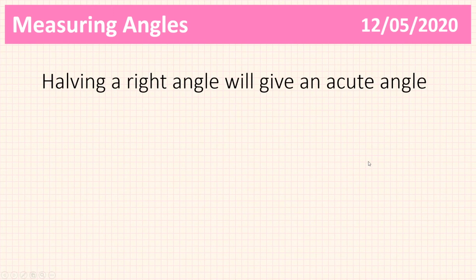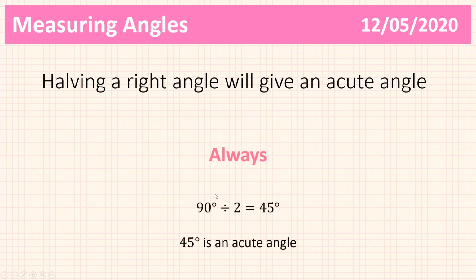Here's your second one. Halving a right angle will give you an acute angle. Pause the video, have a think. If you said always, you are correct. A right angle is always 90 degrees. And if I divide 90 by 2, I get 45 degrees. And 45 degrees is an acute angle. So it will always be an acute angle.